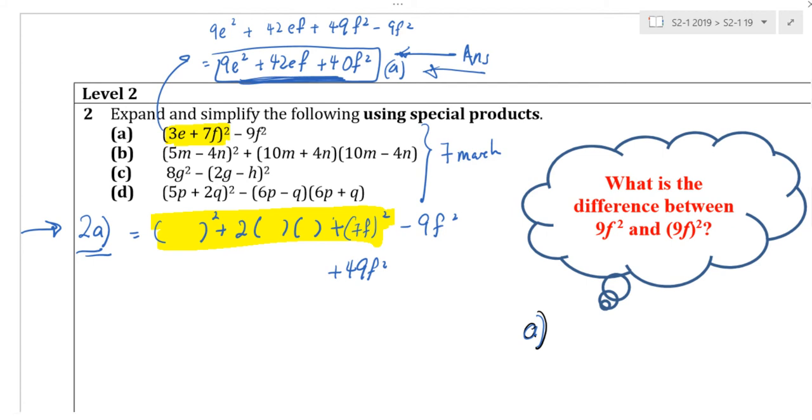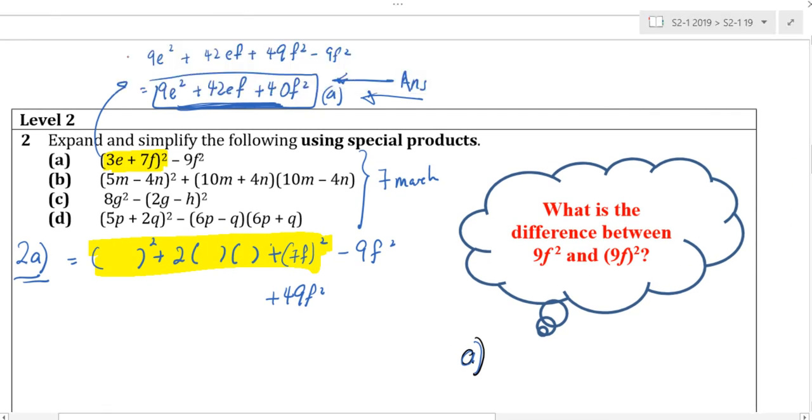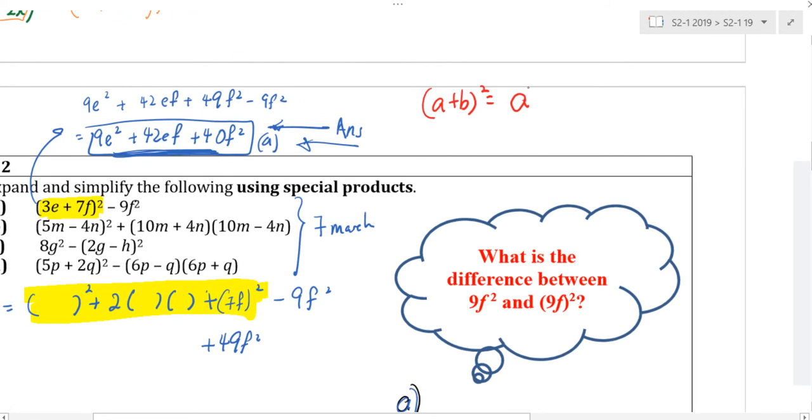So not really means you are not familiar with the pattern of special product. So can I write down the special product for you? Can you tell me the special product? What happens when I have A plus B squared? What happens? What do I have? A squared plus 2AB plus B squared. Are you familiar with this?